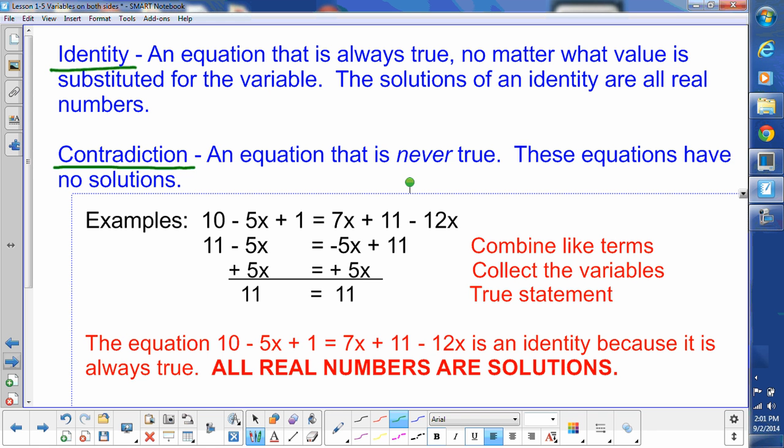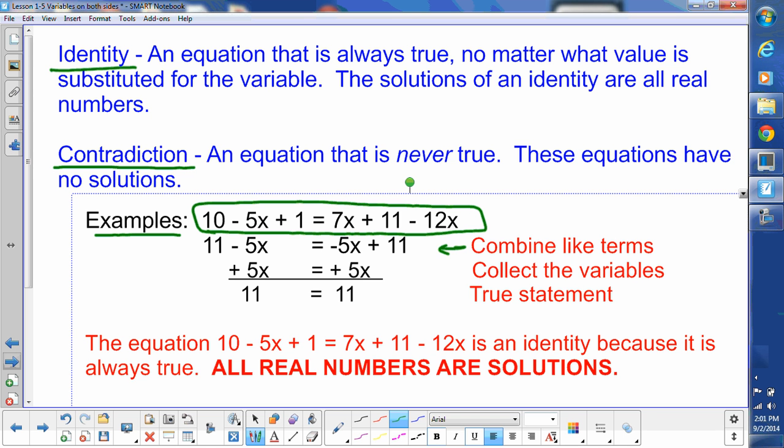Let's do an example that shows an identity. Look at this equation right here. And again, you should be taking notes to show me that you have watched this video. We have the equation 10x minus 5x plus 1 equals 7x plus 11 minus 12x. That's what we're starting. Step 1, there's no distributing to do, so we're going to combine like terms.